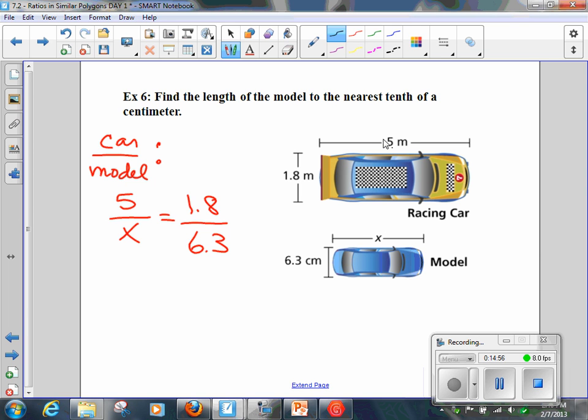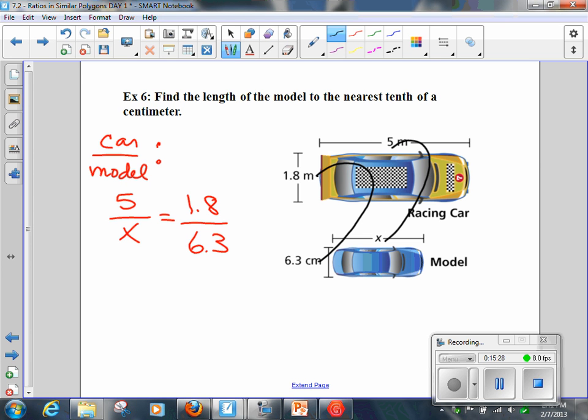5 over x better be equal to, I have to do the same movement, 1.8 over 6.3. If you think on these problems, you will see me a lot of the times go with my hand, 5 over x is equal to 1.8 over 6.3. If you'll get into that habit, it's kind of like a repetition. What you do the first time we want to see it again, okay?